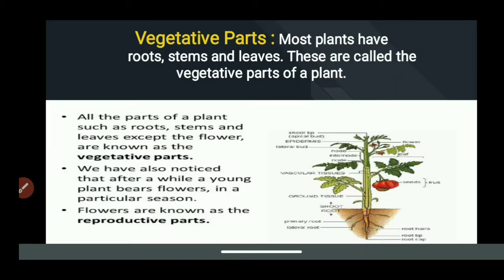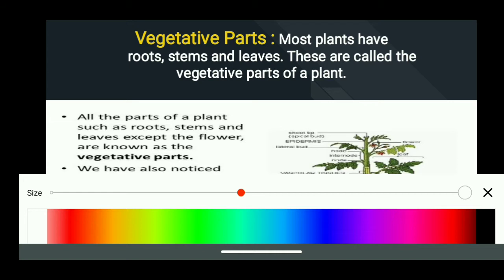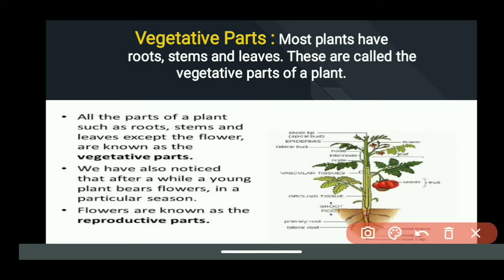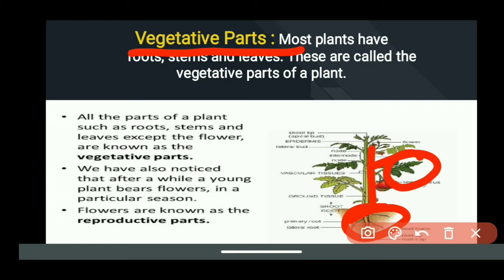Moving on, what are the vegetative parts in plants? Most plants have roots, stems and leaves. These are called the vegetative parts of the plant. Look here: the roots, the stems and the leaves. These are all the vegetative parts of the plants.